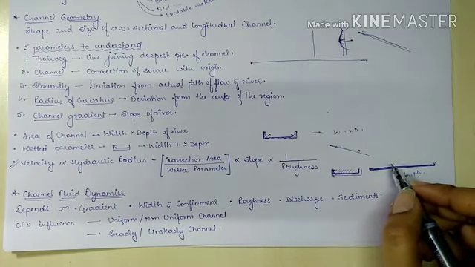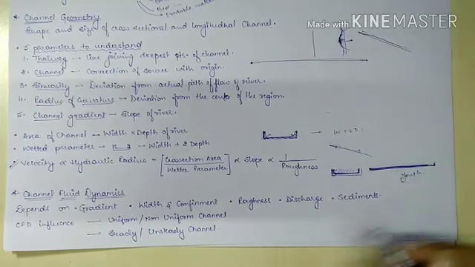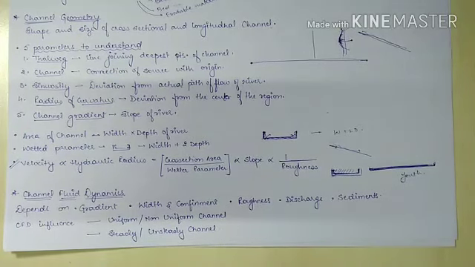Next is roughness. Roughness is also inversely proportional to the speed. Next is discharge. Discharge is actually calculated as width of the channel into depth multiplied by velocity of water. So it is a product of width, depth and velocity of water. So it is directly proportional to velocity. The more the discharge, the more will be the velocity.